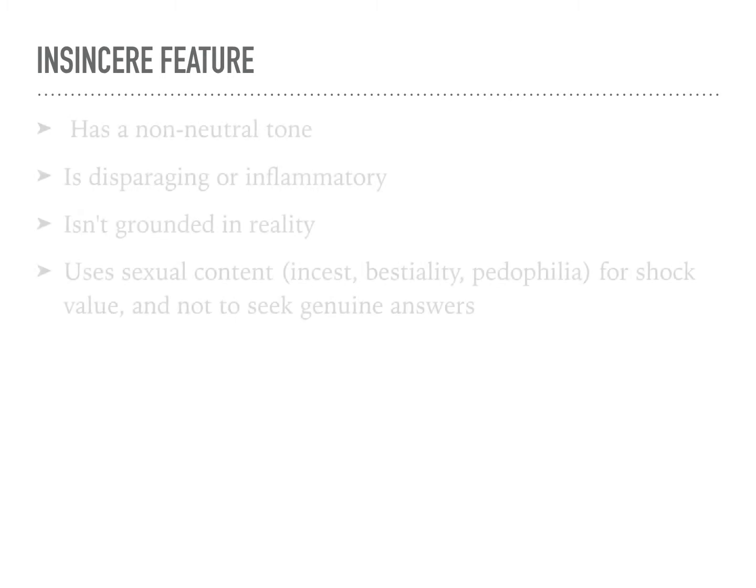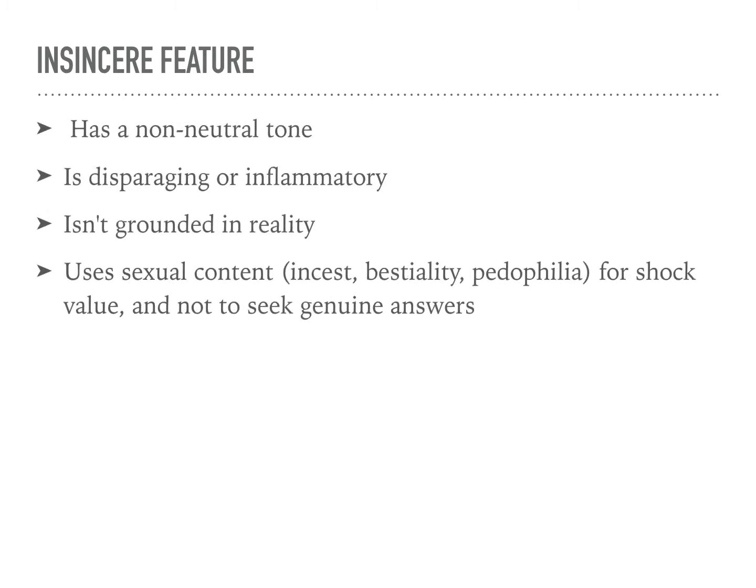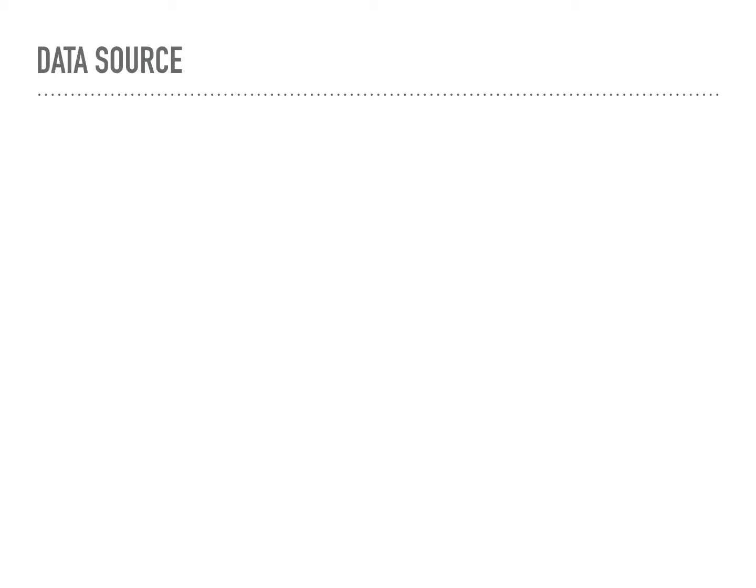There are 4 characteristics that could help us reveal what kind of question is insincere: non-neutral tone, disparaging, not grounded in reality, and sexual content. Our training data set includes the question ID, question text, and the question target or label. The labels contain some amount of noise. They are not guaranteed to be perfect.